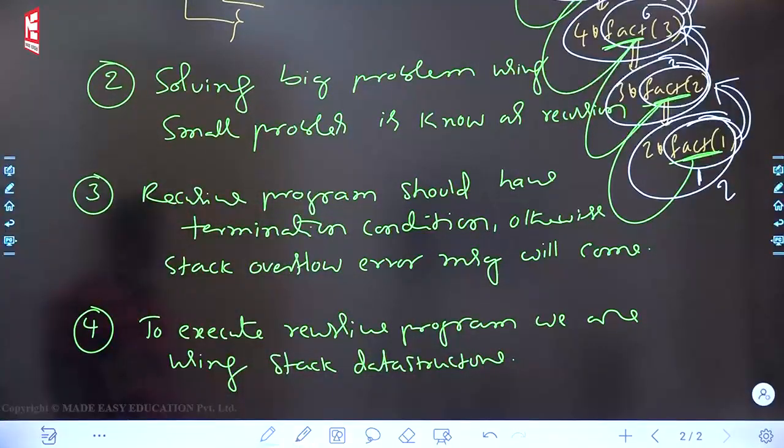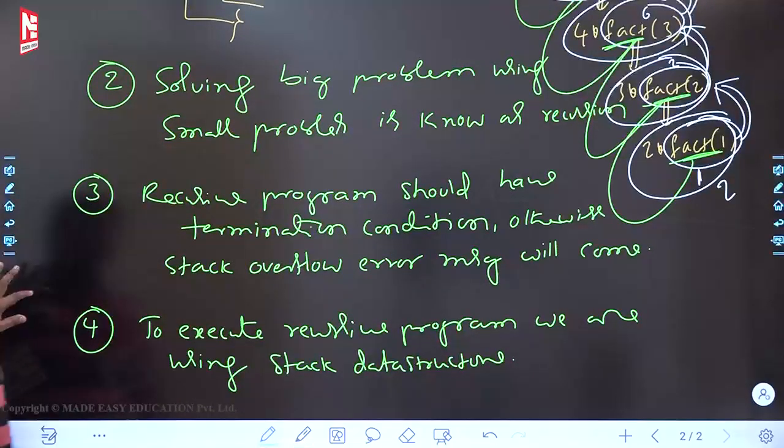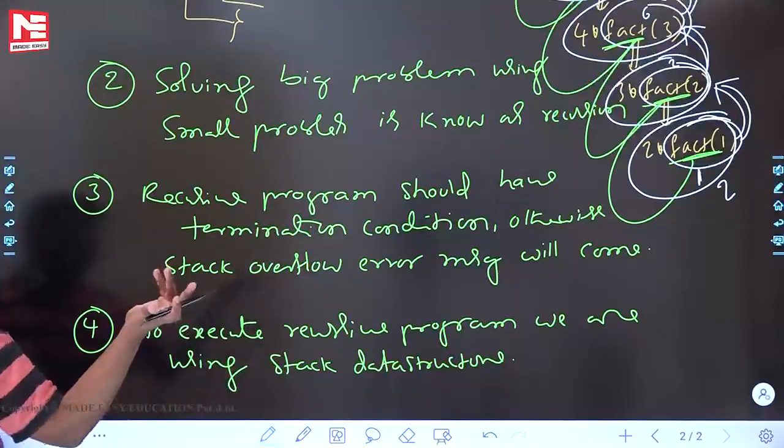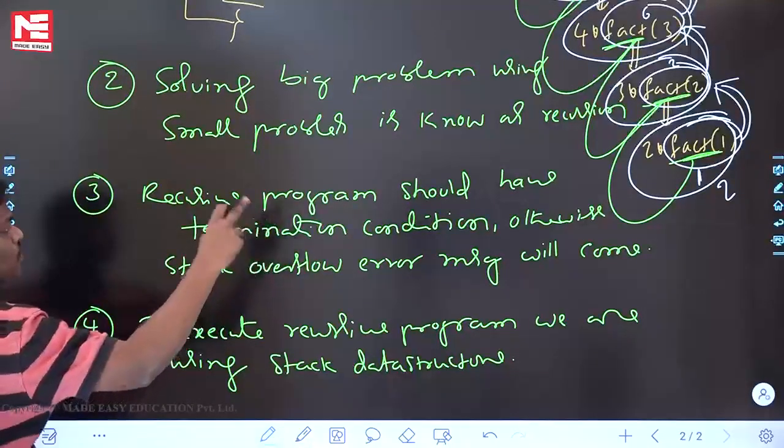To execute a recursive program, we are using the stack data structure. Some people are asking, sir, why not a queue? I don't want queue behavior. I want stack behavior, so I am using a stack.